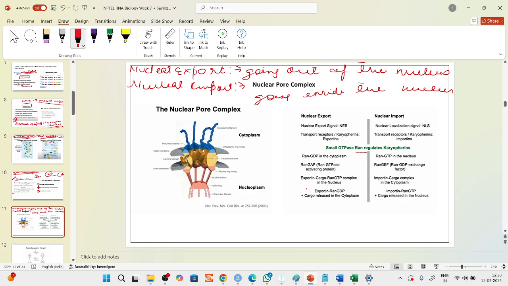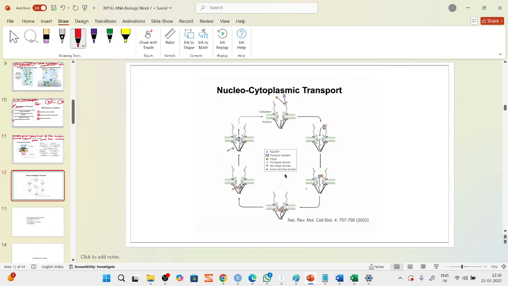Then, this is the export cargo complex. Here it is known as import cargo complex. And these are the differences. You should just read about it. Then we come to the nuclear cytoplasmic transport. How this nuclear cytoplasmic transport happens. So, this is an important image.